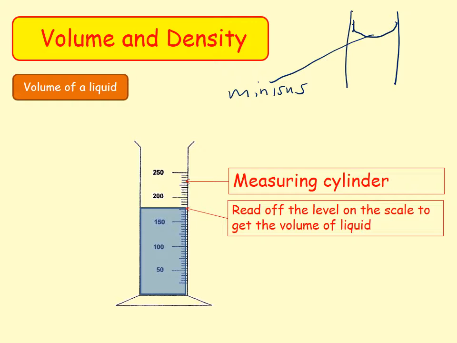So to measure the volume of a liquid, you have to basically read from the bottom of the meniscus. You get a value on the marking of the measuring cylinder, and you read from the bottom of the meniscus.